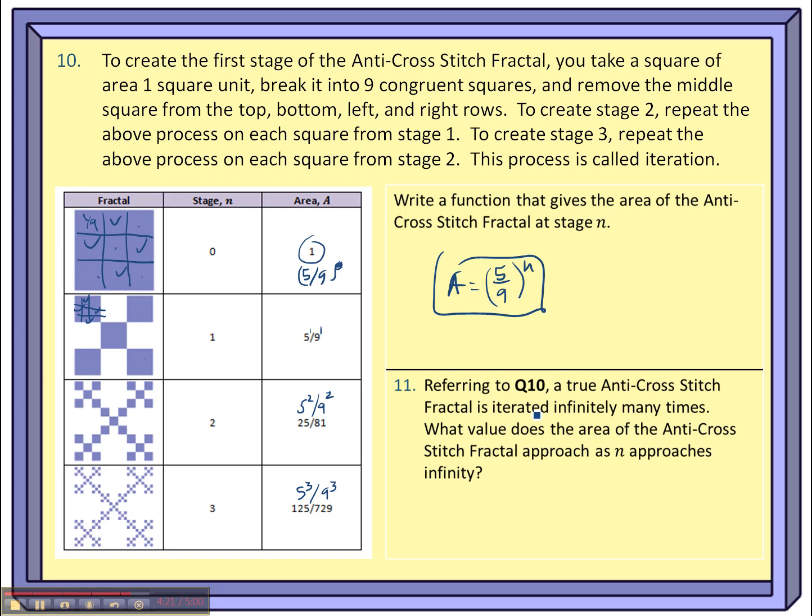Okay, number 11. According to this function here, what's going to happen to the area of this as n approaches infinity? Well, this is going to get closer and closer and closer to 0. If you were to graph this, this would be an exponential decay function where 0 was your asymptote, your horizontal asymptote. So your actual area is going to approach 0.